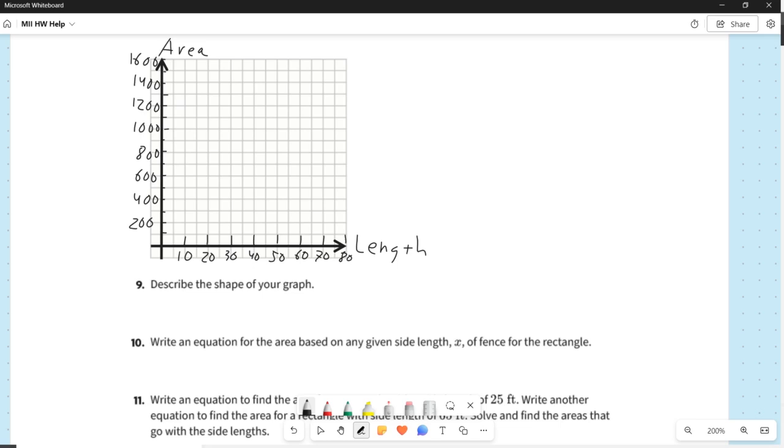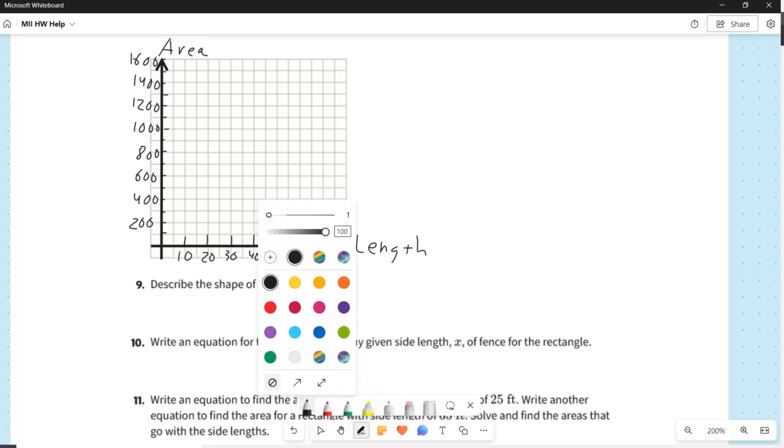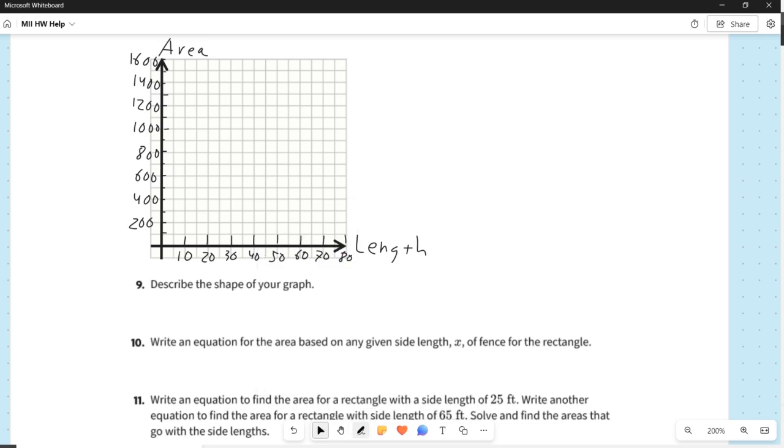All right, and I think that is everything. Now we just need to actually plot the points. Looking at our table, I'm not going to go back up to it on the screen, but you're welcome to take a look at the table on your paper. When the length was 10, the area was 700. So 10 and 700 is right here.